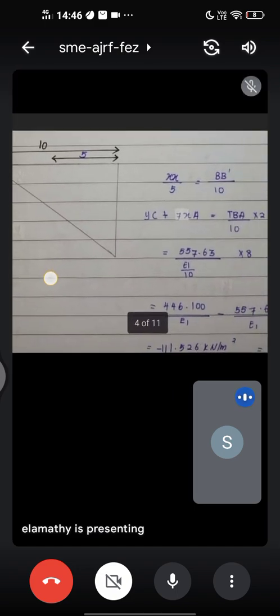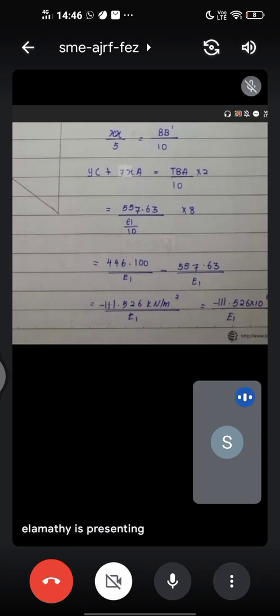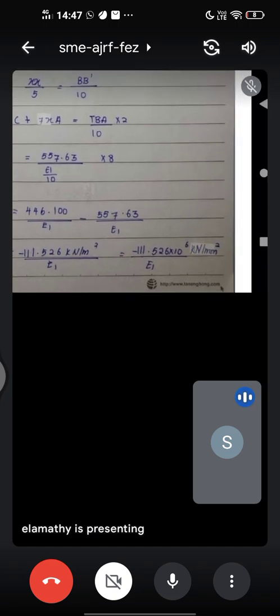So this is a triangle, just a diagram, and this will be all the equations, which is yc plus 7xa. The first formula will be xx over 5 equals bb power of 1 over 10. So yc plus 7xa equals tba times 2 over 10. After we simplify everything, we will get the final answer of negative 111.526 times 10 to the power of 6 over EI kN/mm².